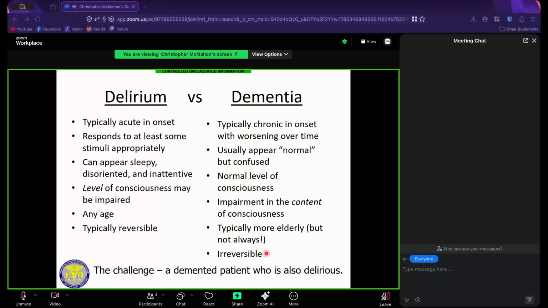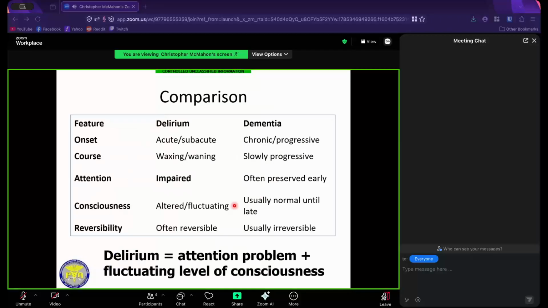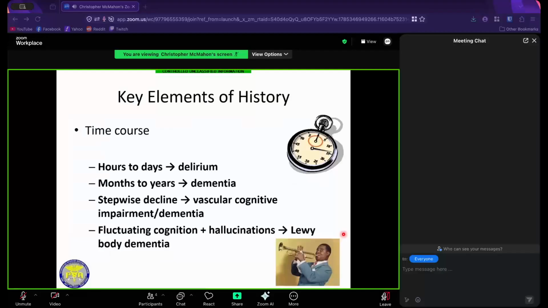More comparison charts, just kind of less words. Delirium: attention problems. Attention is going to be the first thing that goes out. It's my second time repeating that one; I'll make sure I write a test question for you. And fluctuating levels of consciousness. All right, hours to days, delirium; months to years, dementia. Sorry, I think this is just kind of re-hitting the same ones.